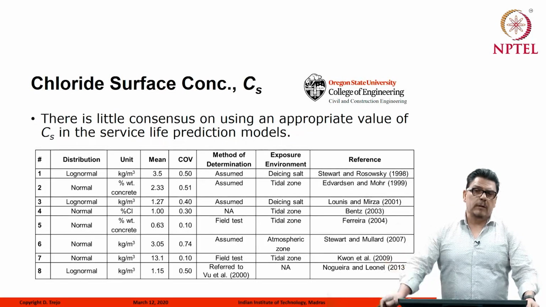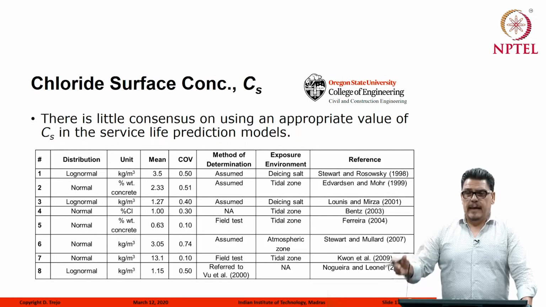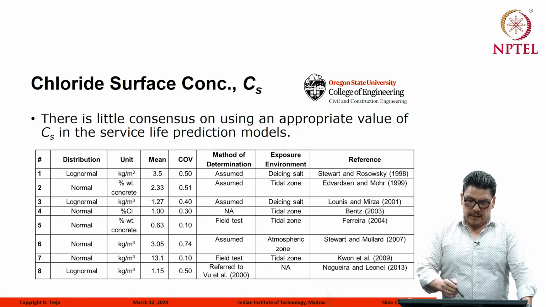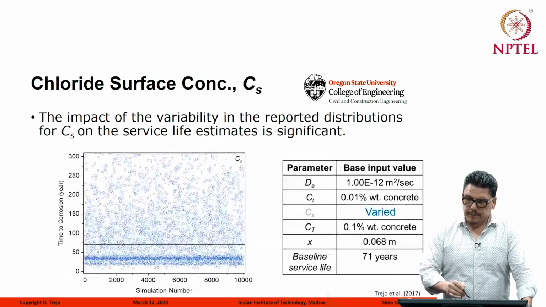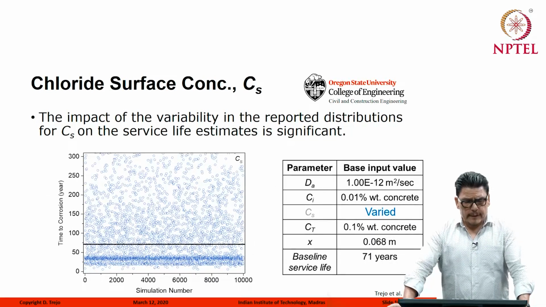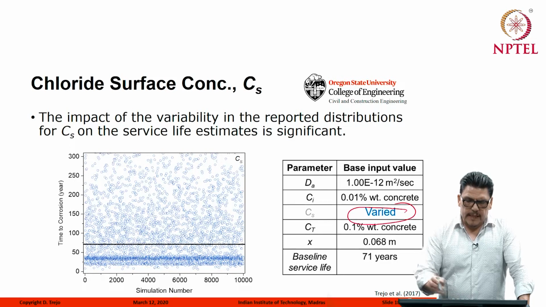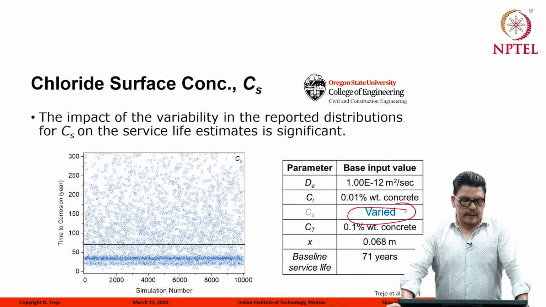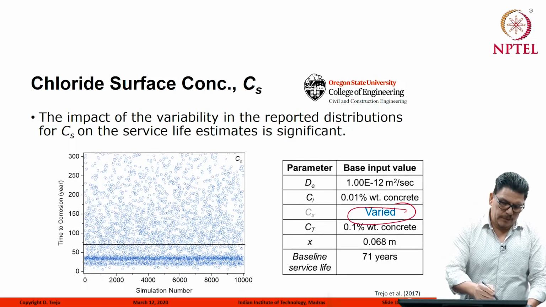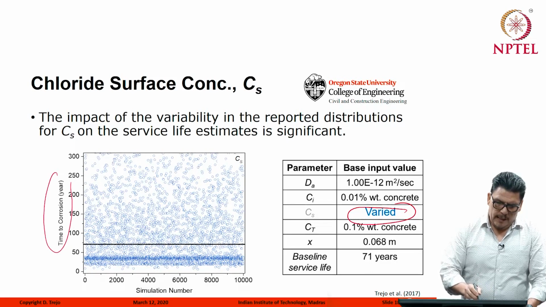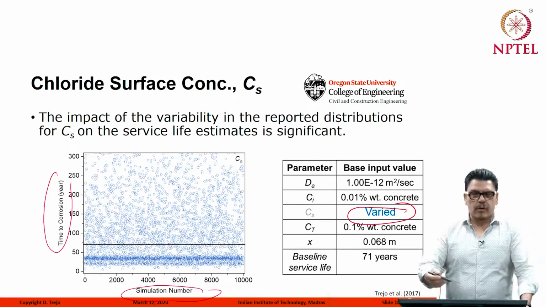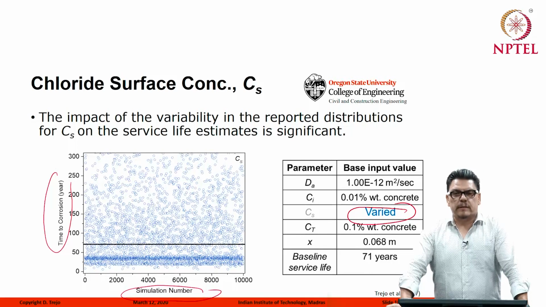Now, I'm not saying that those are incorrect. What I'm saying is that at the time, that's what they did. They're now in the literature, and if you go and use those values, you can actually get a wide range of output. So what we did is make some assumptions on all the input parameters, just made them deterministic with the exception of one. We varied CS here. If you look at this, we did time to corrosion here, and we look at the number of simulations, and the only thing that we varied was the surface concentration.